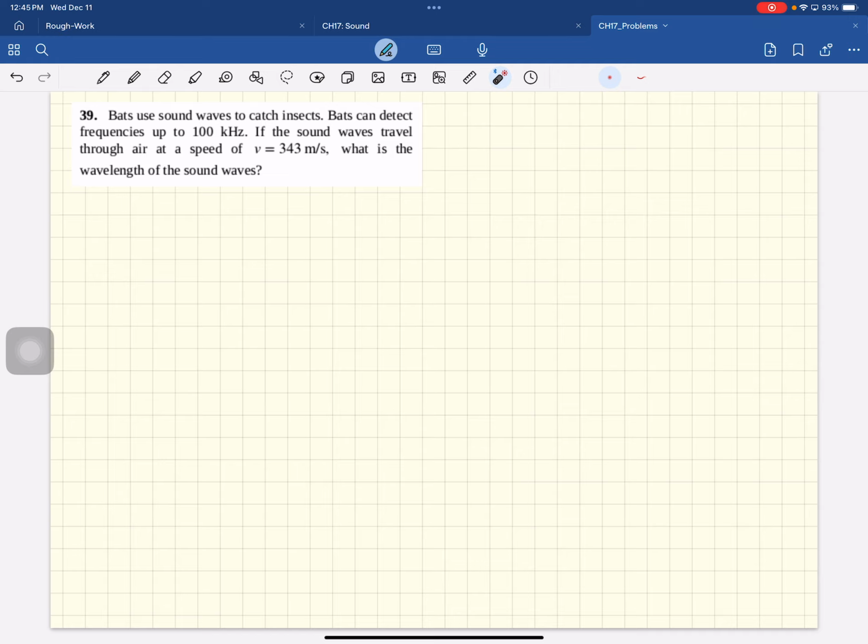This problem says bats use sound waves to catch insects. We saw this in lecture on Monday. Bats use ultrasonic waves to navigate. A bat will send out ultrasonic waves. Here's a bat, and here's an insect, and these ultrasonic waves bounce back. From the intensity of the reflected wave, they know the size of the bug. And if the bug is moving toward them, the reflected wave has a higher frequency than the incident wave, and so on.